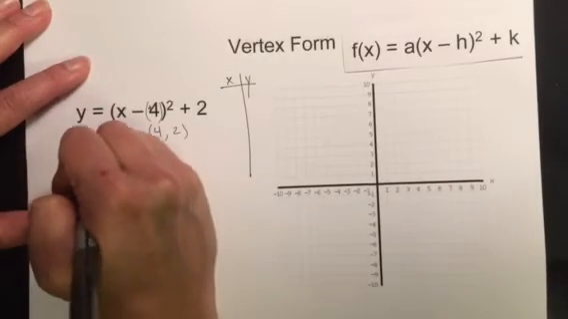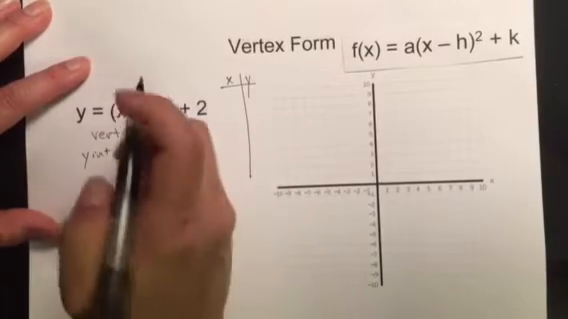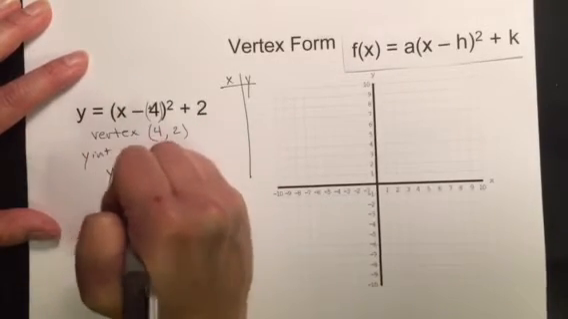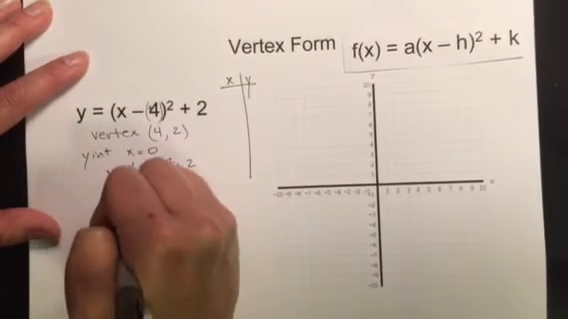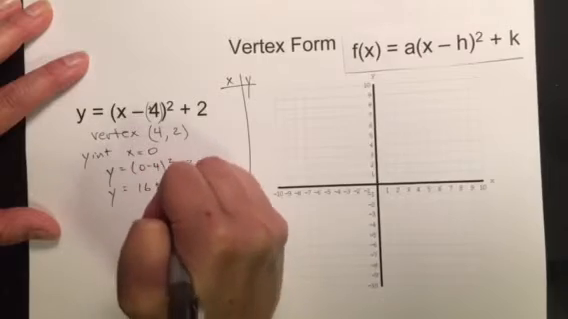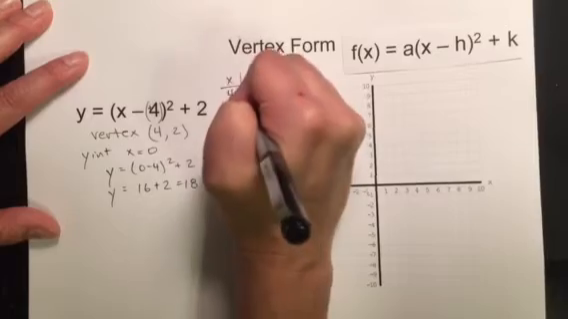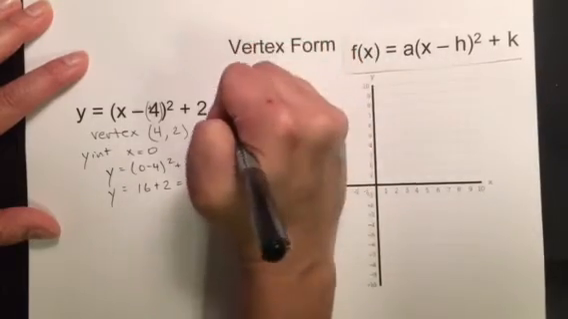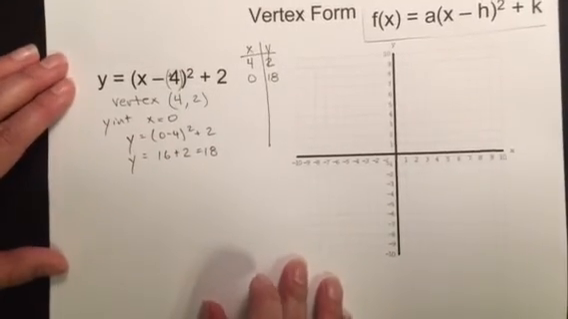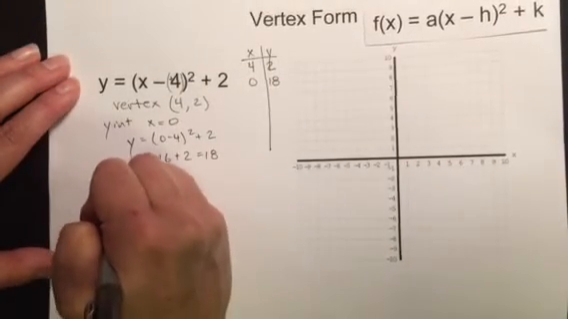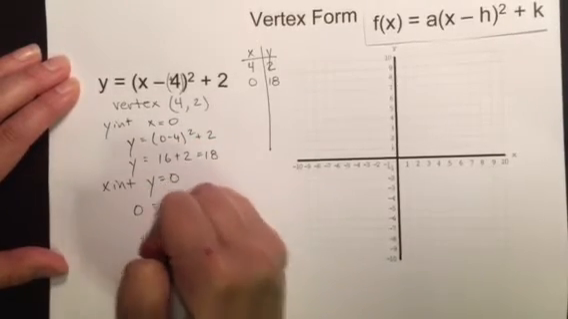Now I need to find my y-intercept. My y-intercept happens when x equals 0. So I'm going to plug that in. 0 minus 4 squared plus 2. 4 squared is 16 plus 2 is going to be 18. So I've got the point 4, 2 for my vertex, and then I've got the point 0, 18 for my y-intercept. Now for my x-intercept, y equals 0. So again, I'm going to plug in.